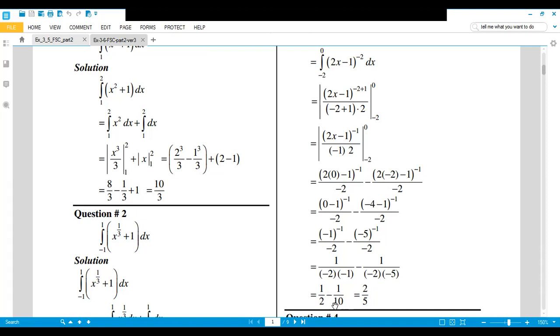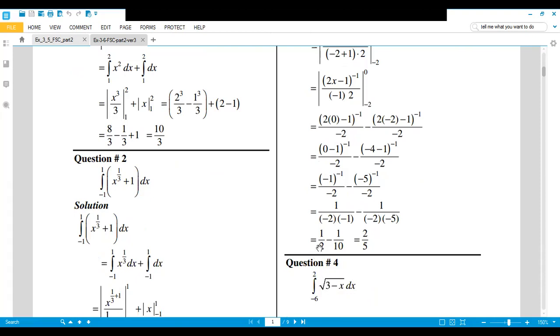So when we take LCM, it will be 5 minus 1, so 4 over 10, and 4 over 10 when we divide both numerator and denominator by 2, we get 2 over 5.